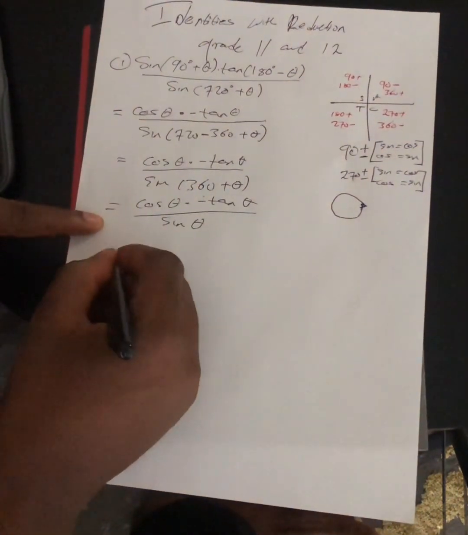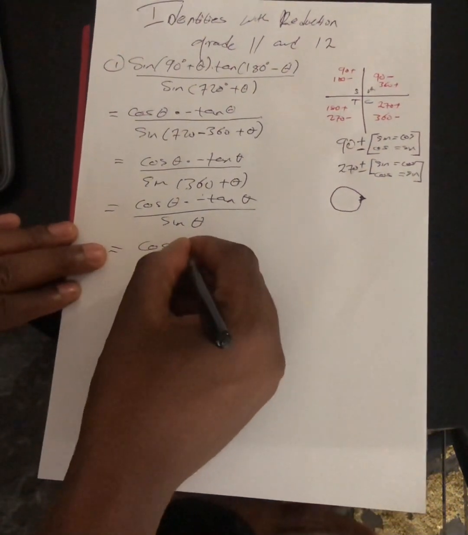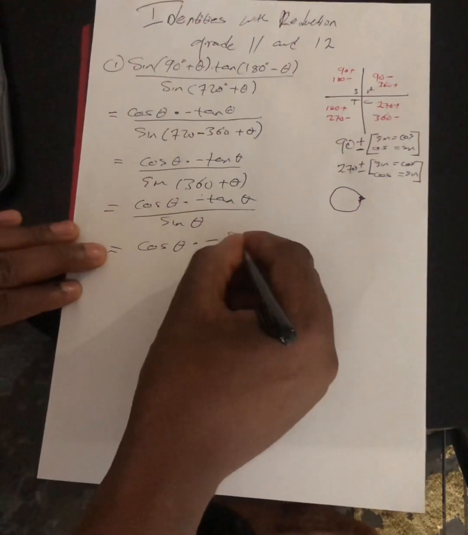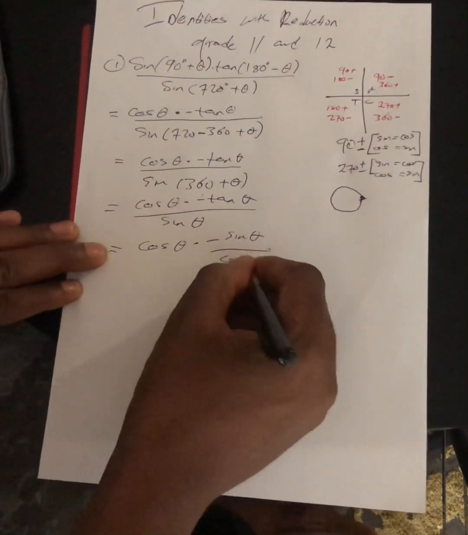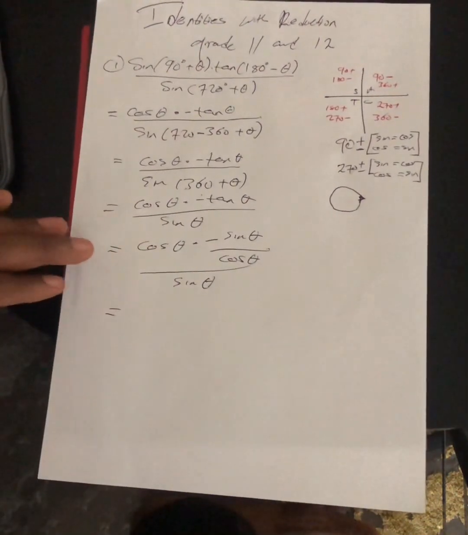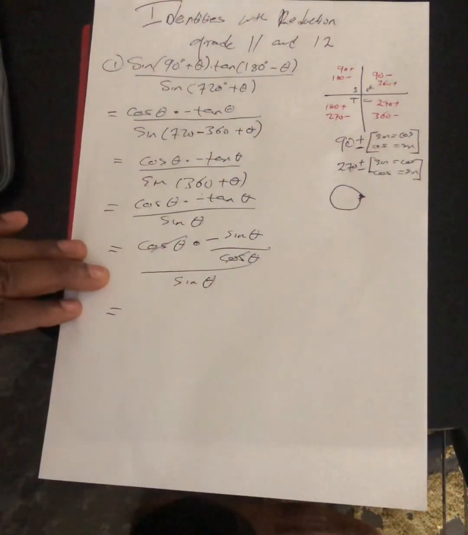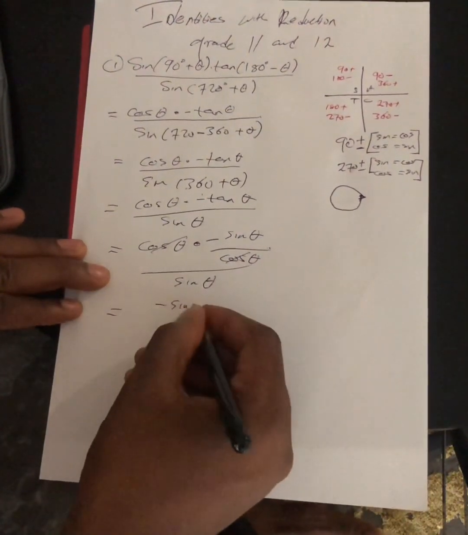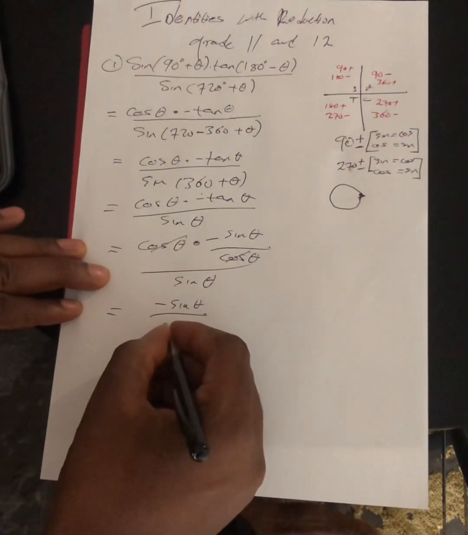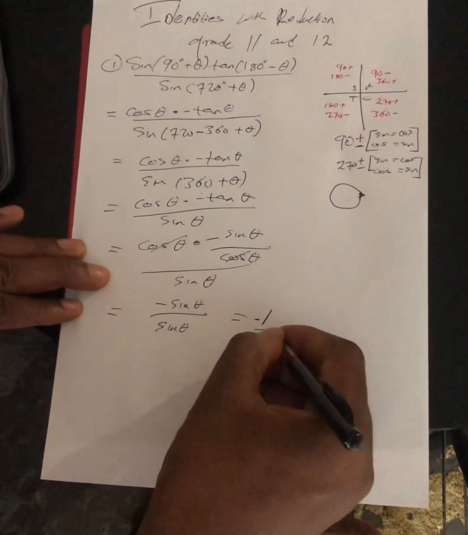Sine of theta. Then from there, every time when you have tan, make sure that you change tan to become sine over cos, meaning that you're going to have cos of theta multiplied by negative sine theta over cos theta, all this divided by sine of theta. This is multiplication, not to forget. So you can cancel this and this. You are going to remain with negative sine of theta divided by sine of theta, which equals negative 1.